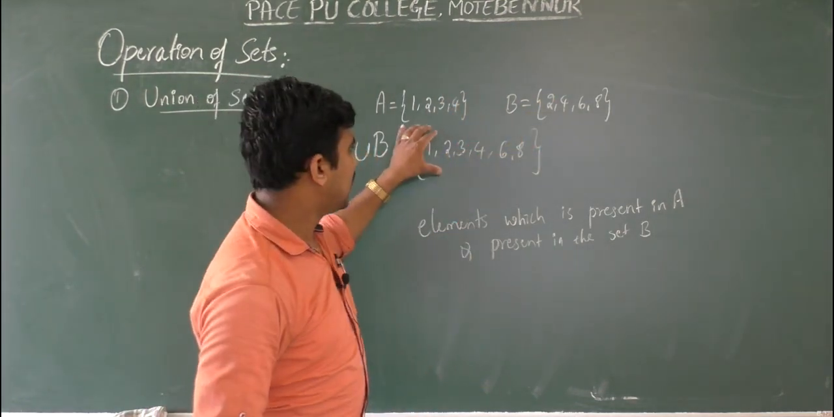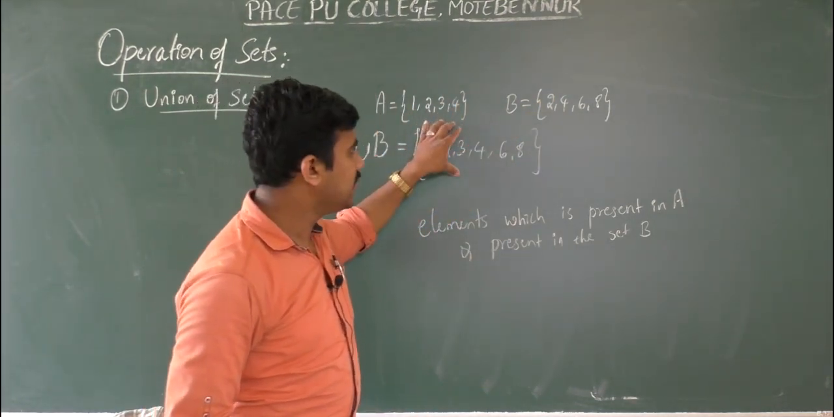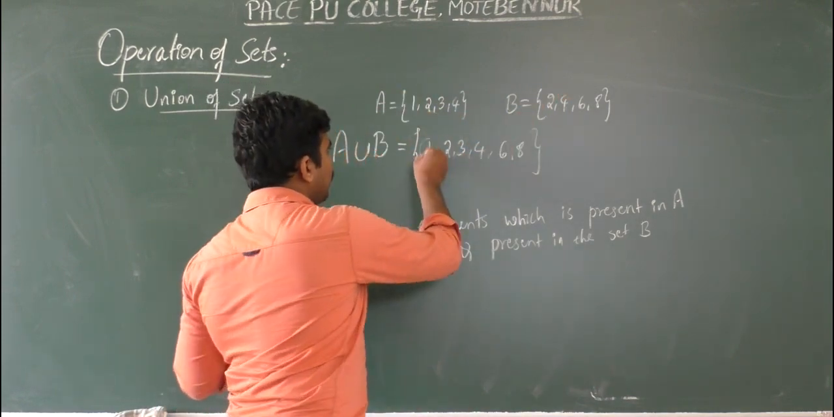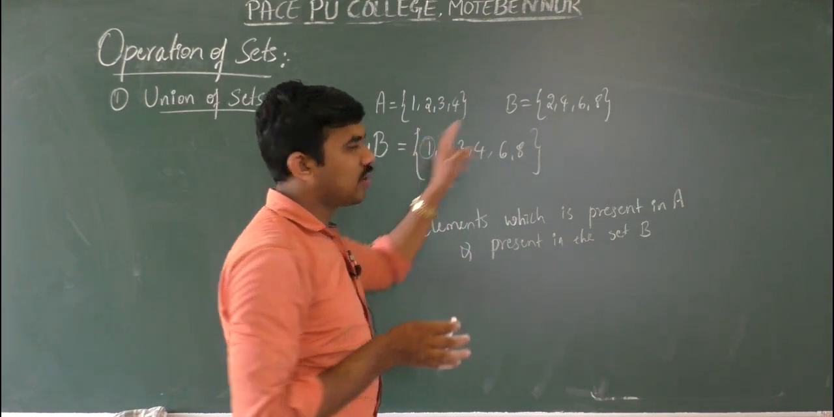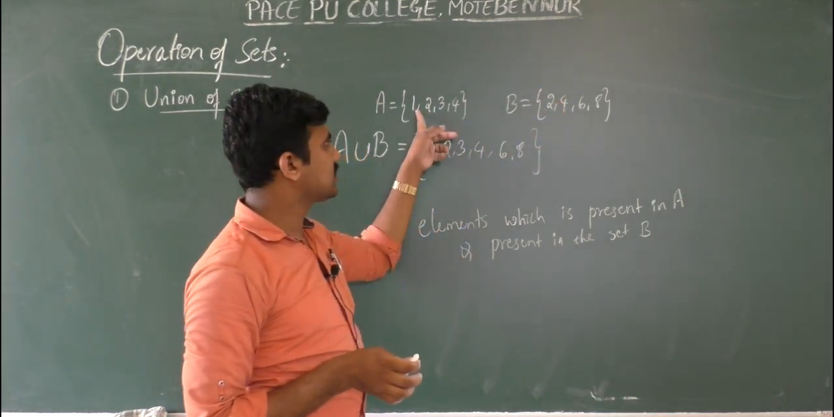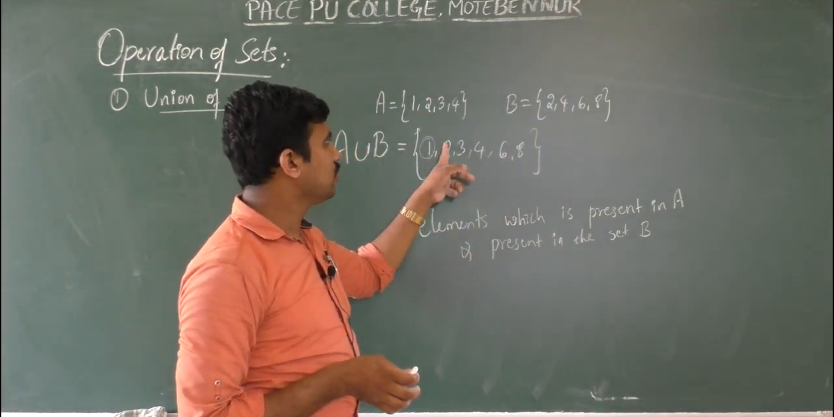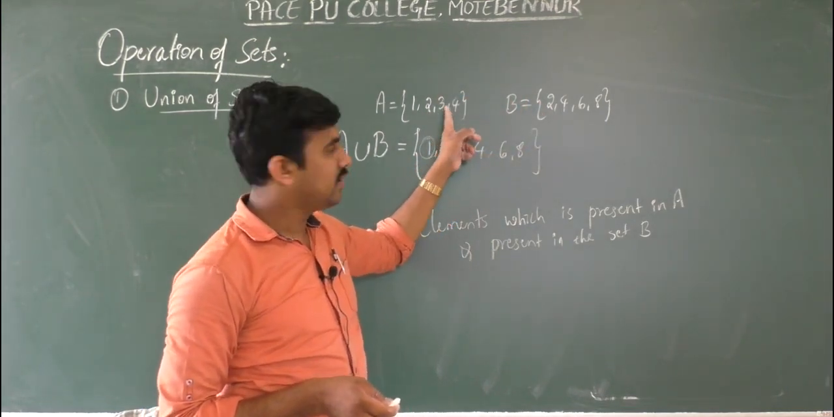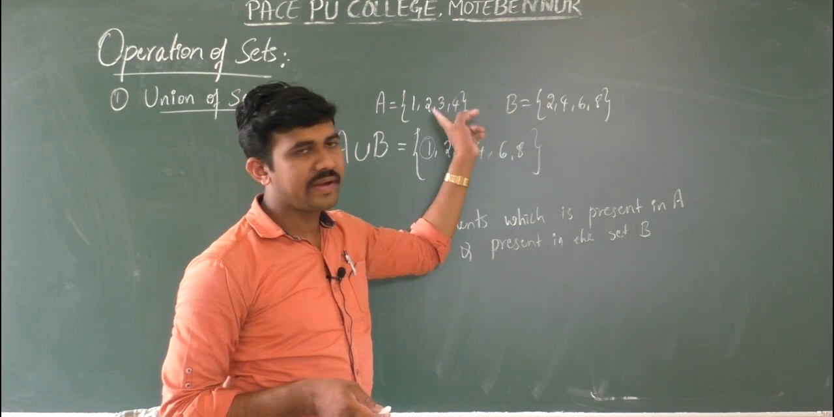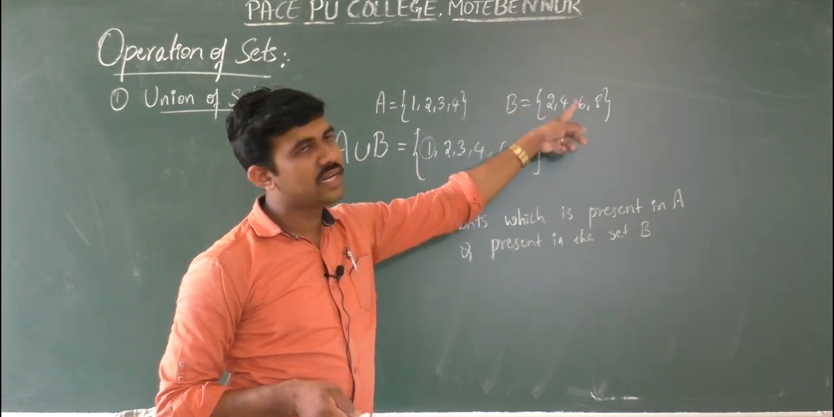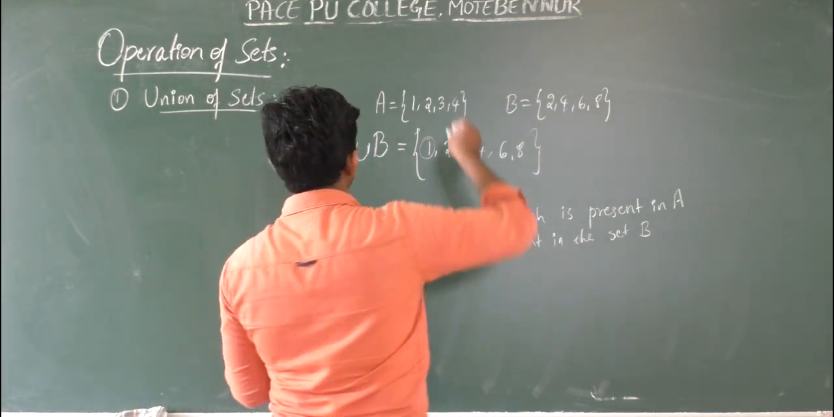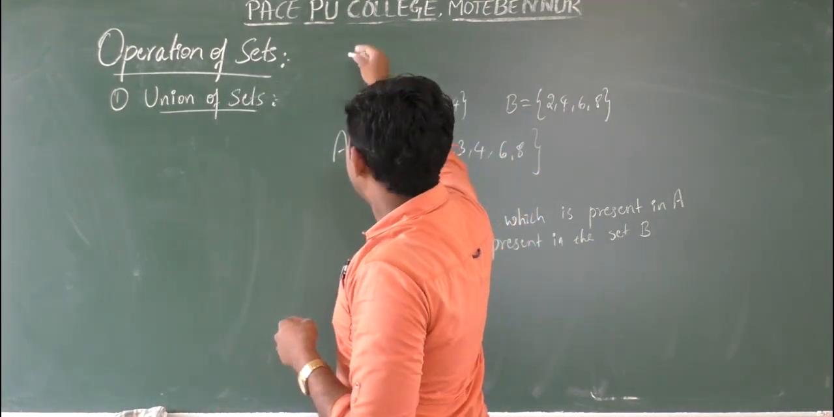So the set contains the elements which are either in A or in B. Clearly here, 1 is only in A, not in B. Element 2 is in both A and B. The element 3 is only in A. Element 4 is in both A and B. Element 6 is only in B. Element 8 is only in B. So that is nothing but, I'll write the definition.